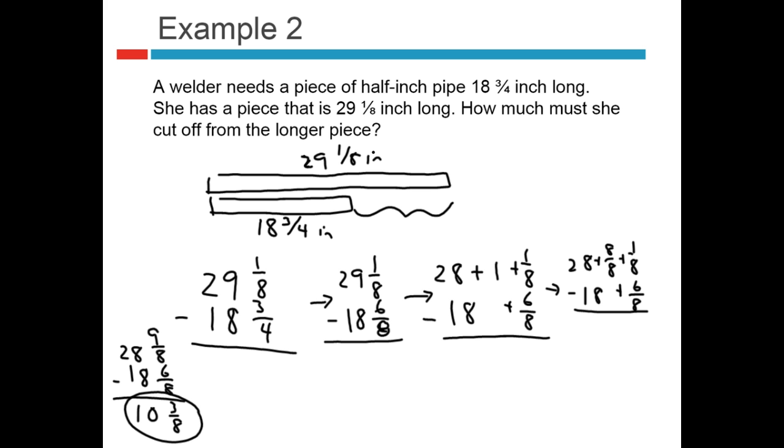And looking at our diagram, that seems to make sense. Starting with 29, we want to go down to 18. That's approximately 10. So it looks like our answer is good.